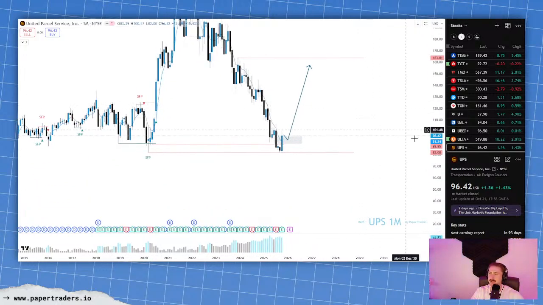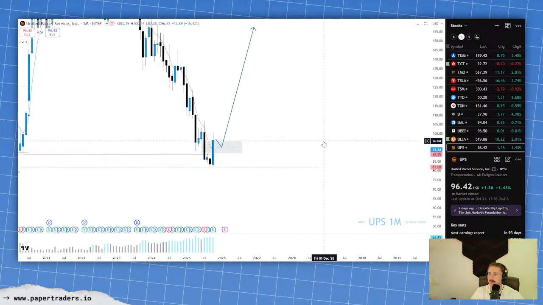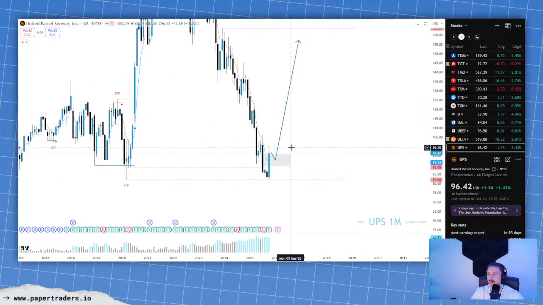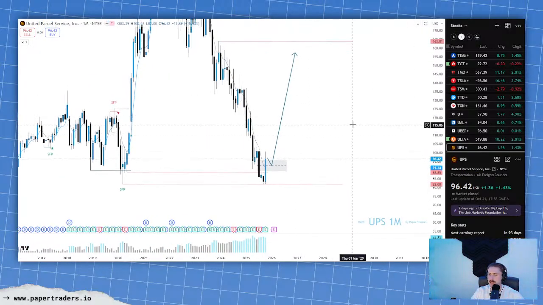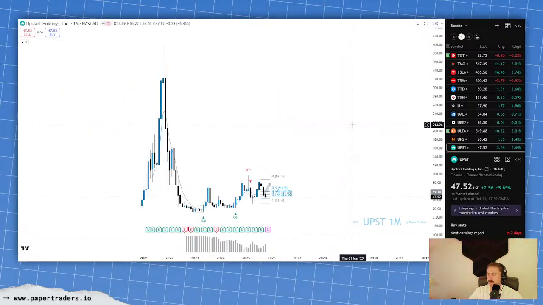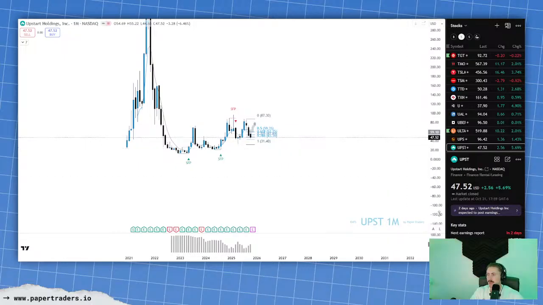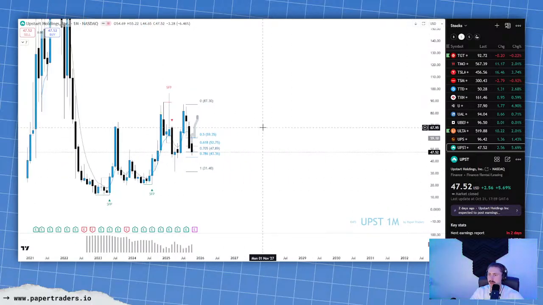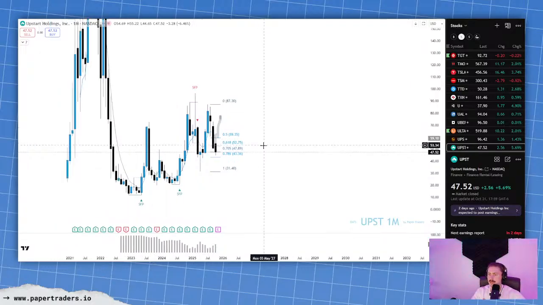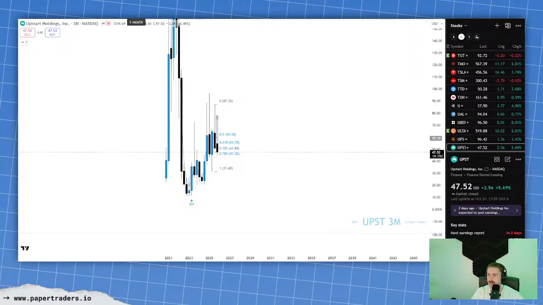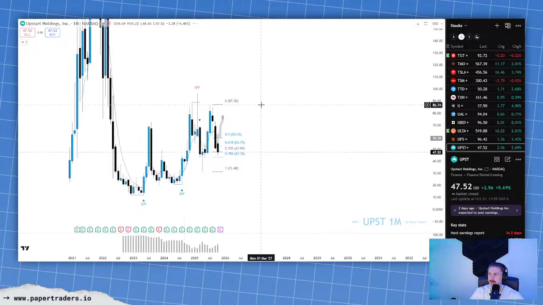UPS, that monthly looks solid. The body closed above the bearish fair value gap on the monthly. Retest of that and then continuation. Prime. I like UPS. Upstart, yeah, I love UPS, just needs that CISD. Upstart, decent tap of that 705. So now we just need to see a continuation out of this quarterly.